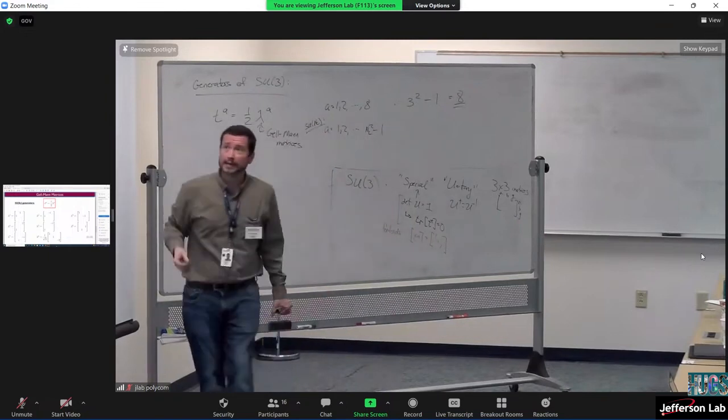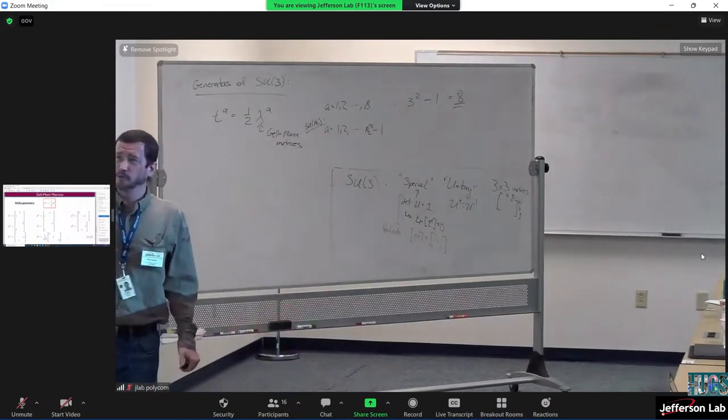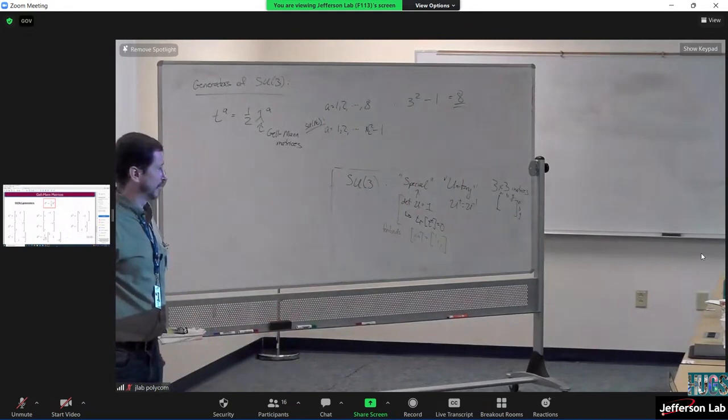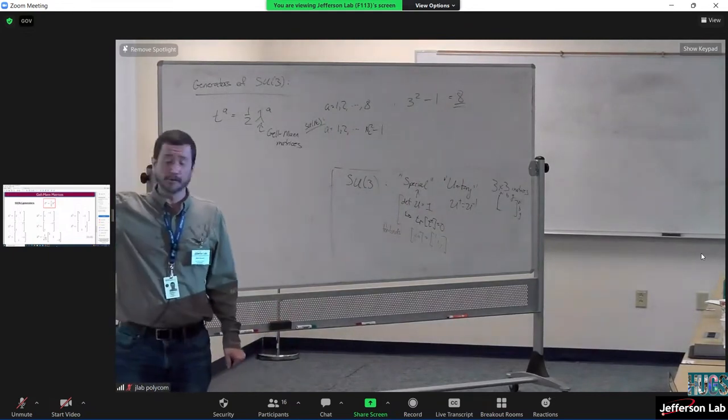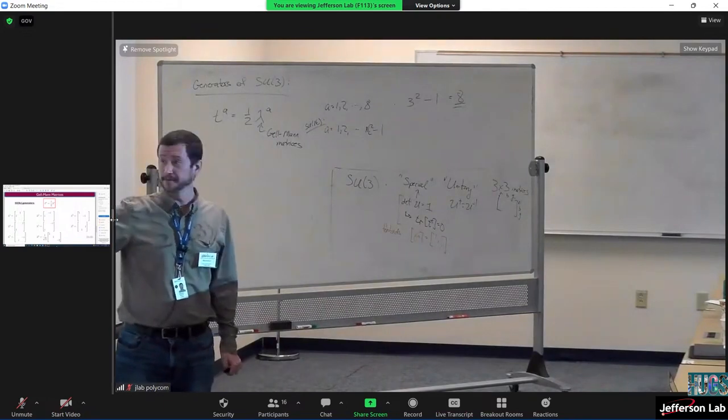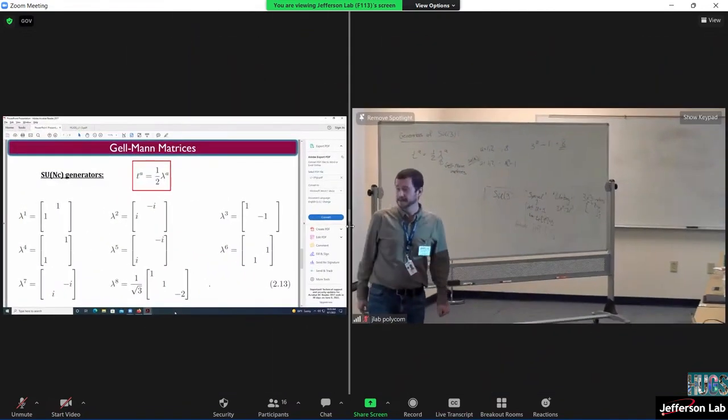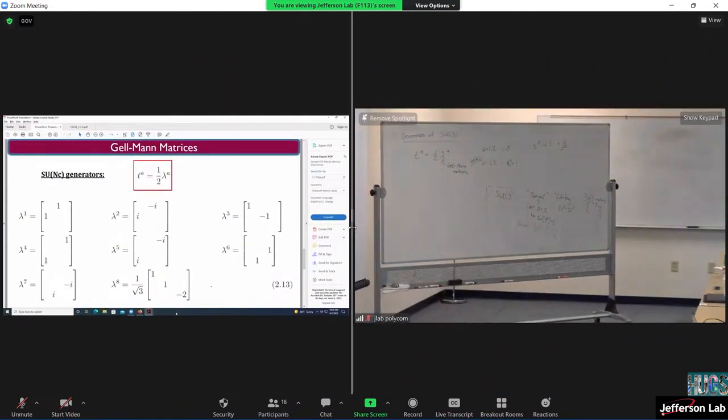So here are the 8 Gell-Mann matrices. The factor of 1/2 is totally convention. Some people choose a different convention, but this one is fairly standard. It's also highly analogous to the Pauli matrices. So what are these things? There are 8 of the matrices, and they fall into a very familiar structure.